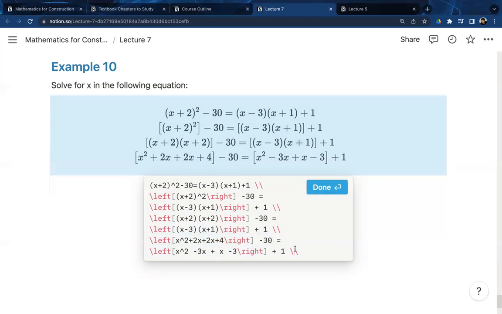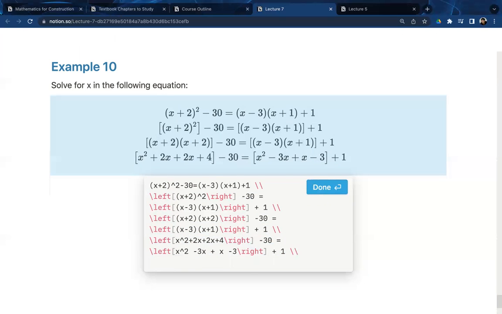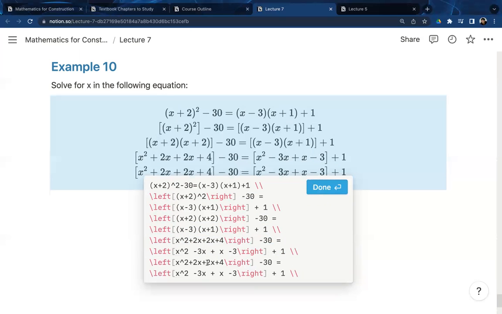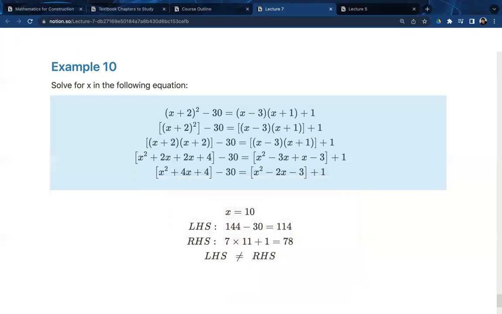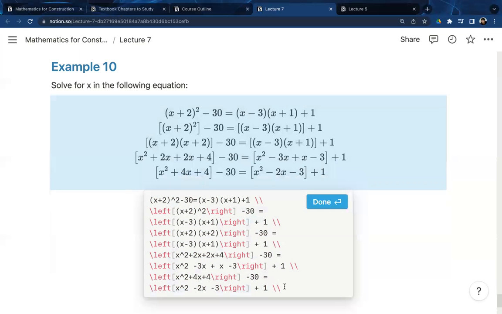So I'm not trying to do too many shortcuts here. I'm trying to show you all the steps. This is 4x here. 2x plus 2x is 4x. These like terms here. And this is minus 2x. Okay. Minus 3 plus 1 is minus 2. And 2 and 2 is 4. We could remove the brackets.